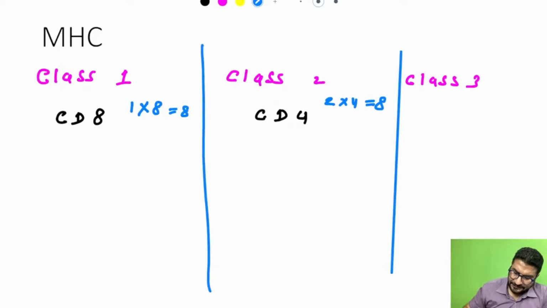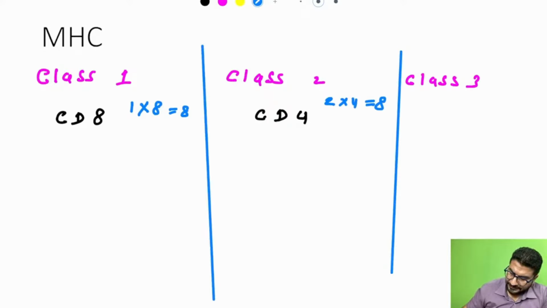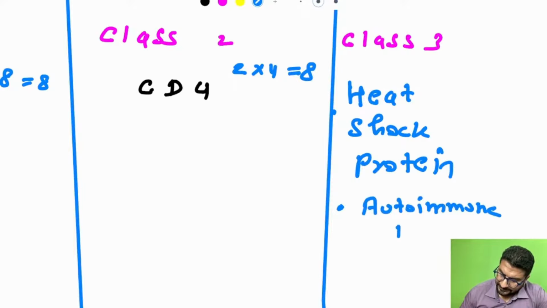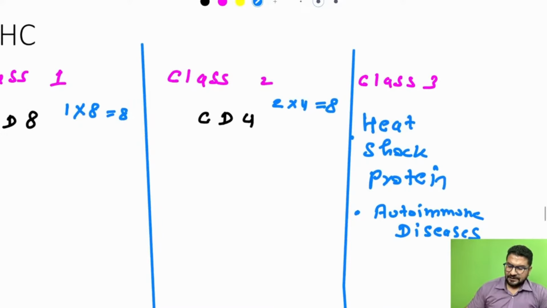MHC class 3 is a new class. This mainly codes for heat shock protein. And this will participate in many autoimmune diseases.